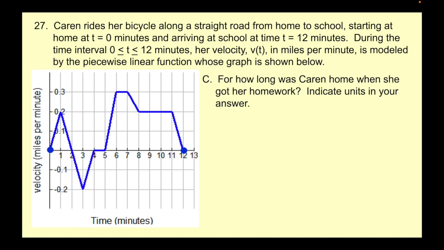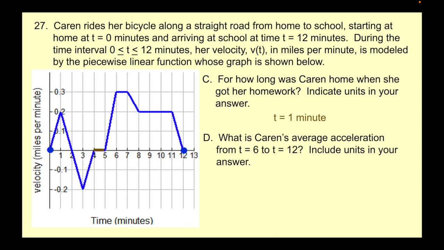For C, how long was Karen home when she got her homework? And again, we want to indicate this in units. Well, it looks again like she's stationary in that same place, not traveling any distance. Her velocity is 0 right here, and that's for a total of 1 minute.